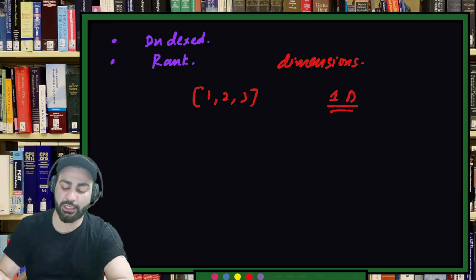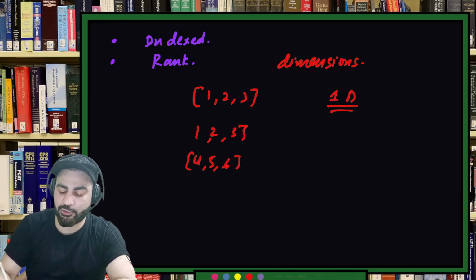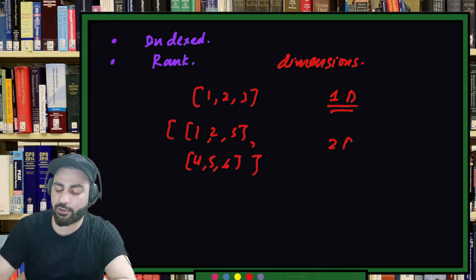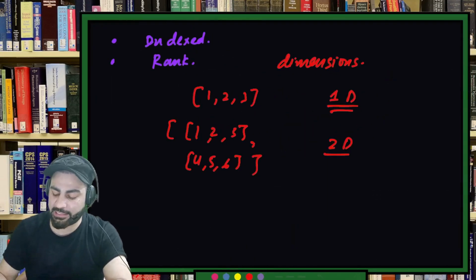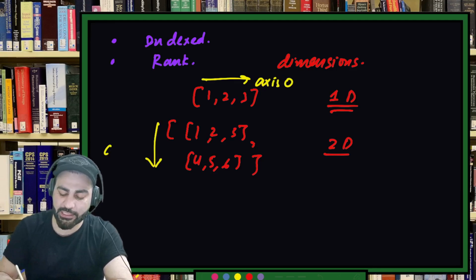If I wrote something like 1 2 3 4 5 6, arranged in two rows, this is now having rank 2. It has two dimensions: axis 0 and axis 1. The earlier one only had axis 0. Here axis 0 is this.